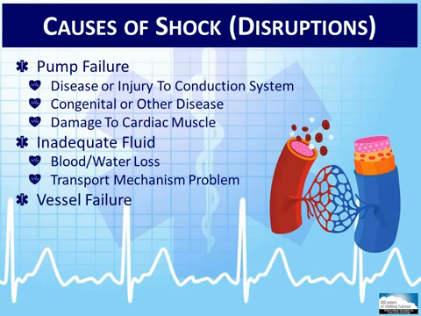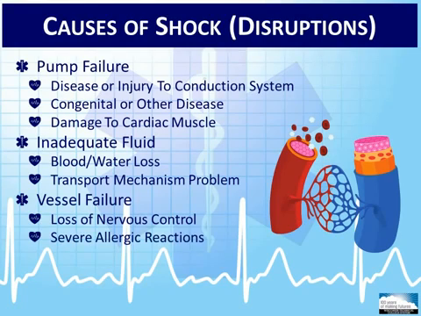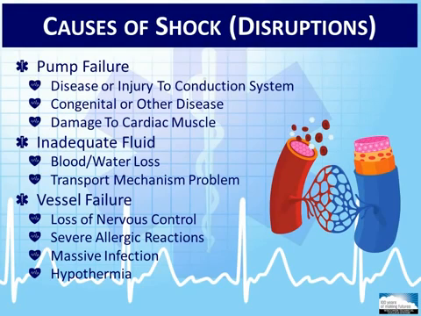Vessel failure can occur through mechanisms other than trauma. Neurological dysfunction can result in dilation of vessels, thus increasing the relative size of our circulatory container. A severe allergic reaction can have the same effect, as can an infection. Extreme body temperatures, including hypo and hyperthermia, can also impact the integrity of our vessels and their ability to function correctly. These are just some of the pathologies impacting our circulatory system that can result in shock.